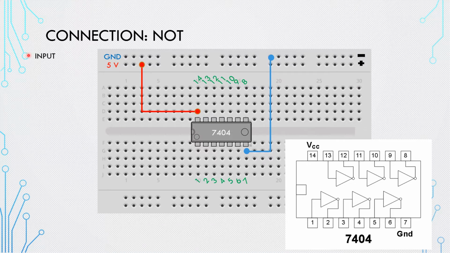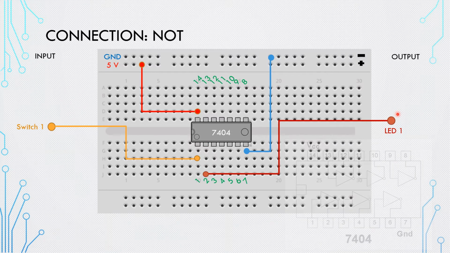Now let's bring the input. What's the input in our case? It is a switch. So this is the switch. I'm going to connect it to the input. What's the input for this first gate? It is 1. Now what about the output? So we have only one input, and now I want to connect the output. I'm going to bring an LED and bring a wire from 2 of the IC. So this is 2 from the IC. I'm going to connect it to the output LED. Now my circuit is complete.